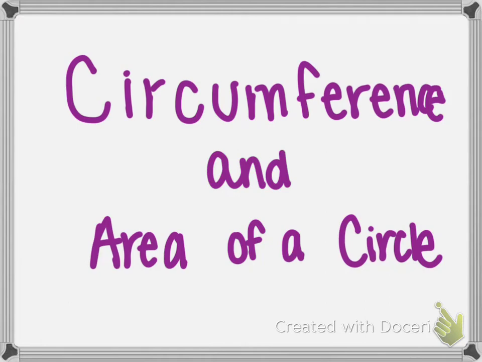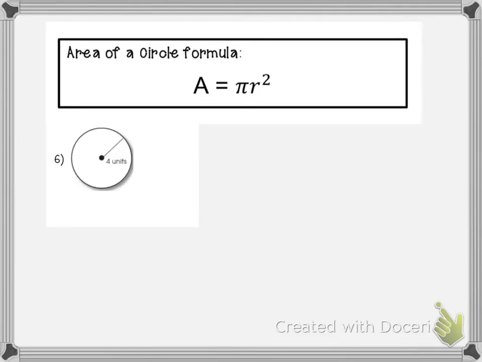Okay, so in part 2, we're working on the area of a circle. We have a formula here that is A equals pi r squared, and this is the formula we would use every single time we are trying to find area. Still plugging in 3.14 for pi. So let's look at our problem here.